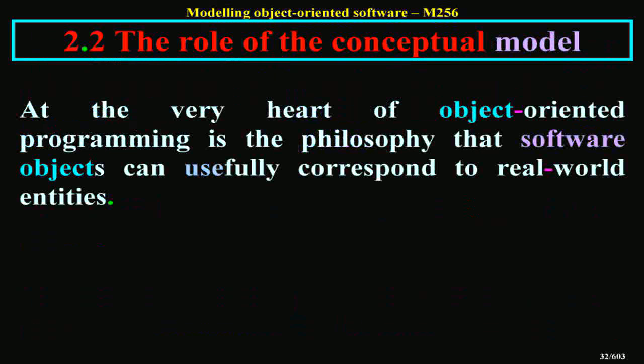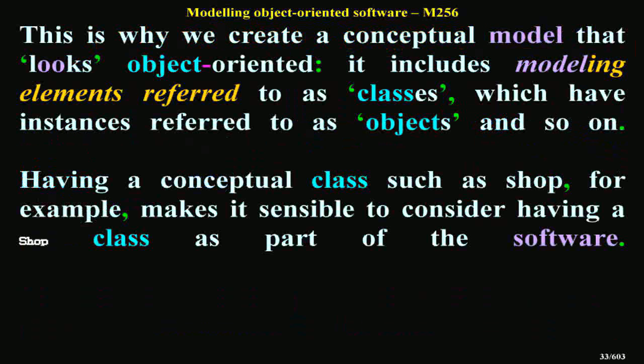2.2 The role of the conceptual model. At the very heart of object-oriented programming is the philosophy that software objects can usefully correspond to real-world entities. This is why we create a conceptual model that looks object-oriented. It includes modeling elements referred to as classes, which have instances referred to as objects, and so on.